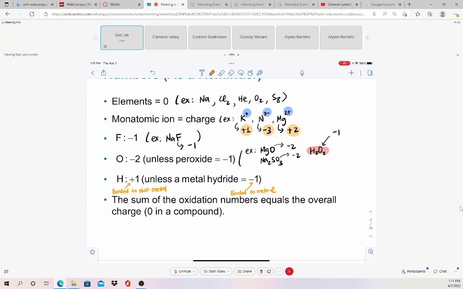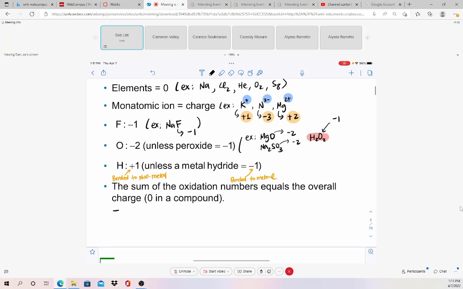Next rule, the sum of oxidation numbers for a neutral compound is 0. However, you need to add one more sentence to this, that the sum of oxidation numbers for a polyatomic ion is the charge on the ion.